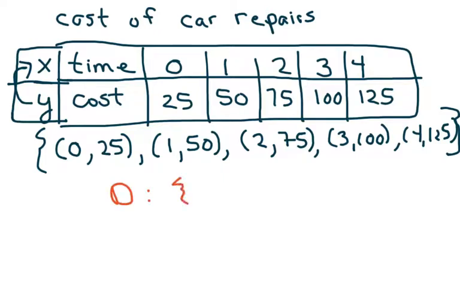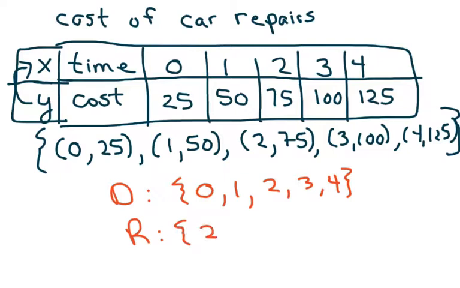The domain would be your time values. So that would be 0, 1, 2, 3, 4. And your range values would be the multiples of 25, starting at 25. Okay.